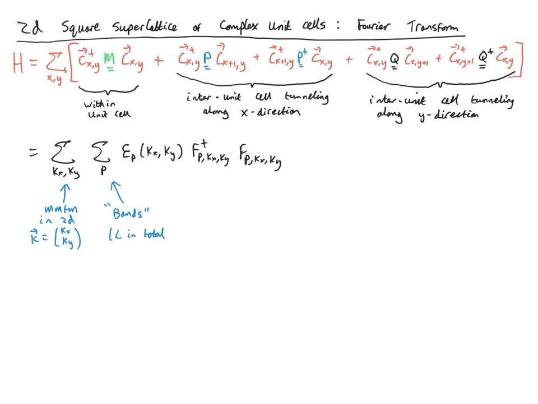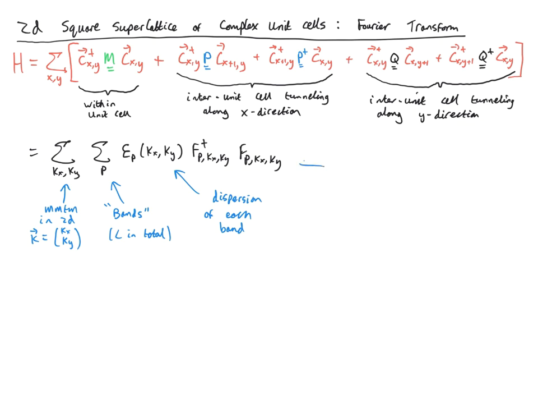So L is the number of degrees of freedom in the unit cell. So there are the same number of bands in my solid as there are degrees of freedom in the repeating unit cell of the lattice. This term here is the dispersion of each band. So for each P, labelling the band, I can now work out, or I now know, what the energy-momentum relation is.